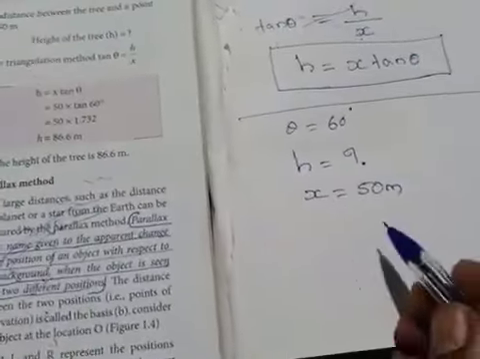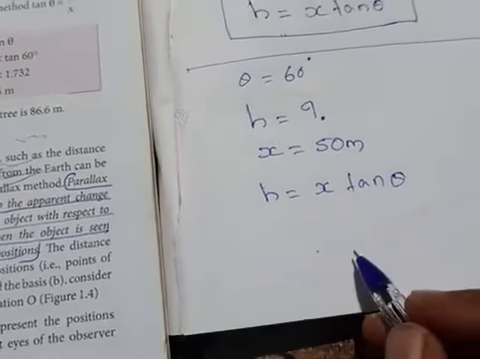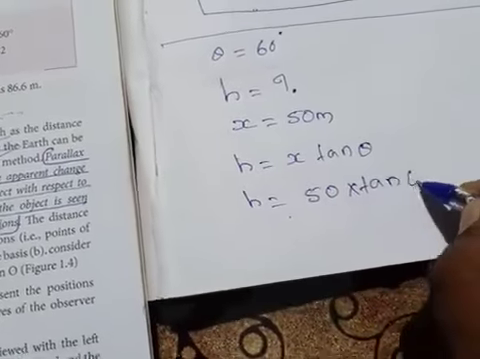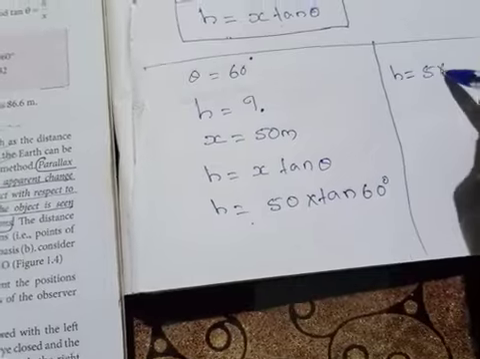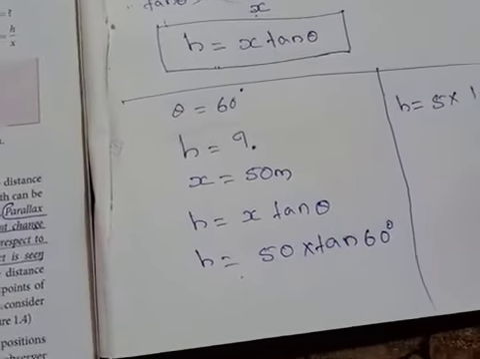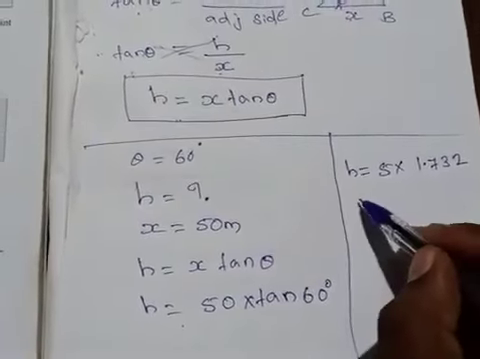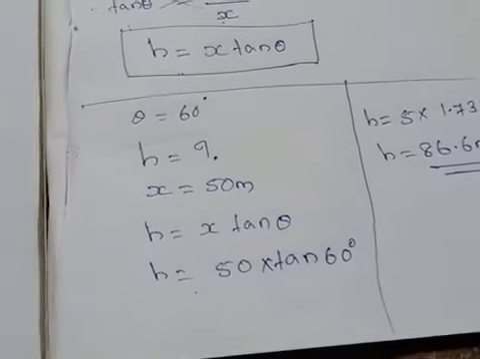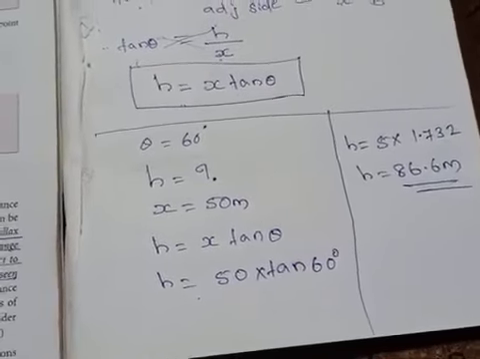Now you can write the formula h is equal to x tan theta to find out the height of the tree. So h is equal to 50 into tan 60 degree. So h is equal to 50 into, behind the textbook the tan value is there, 1.732. If you multiply, you will get h is equal to 86.6 meter. So it is a very simple problem. It is an important 3-mark problem. You have to practice today itself.